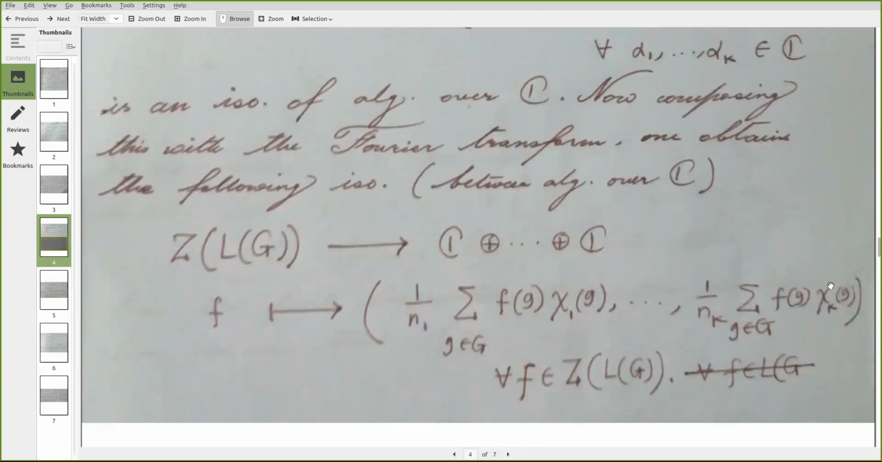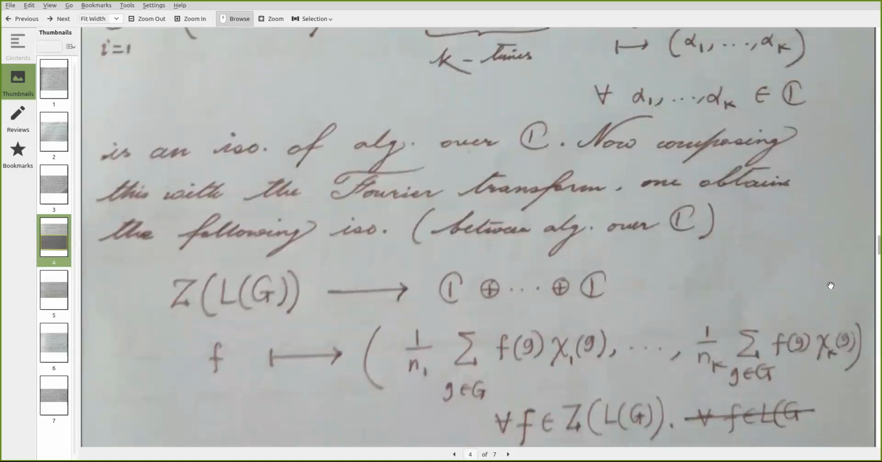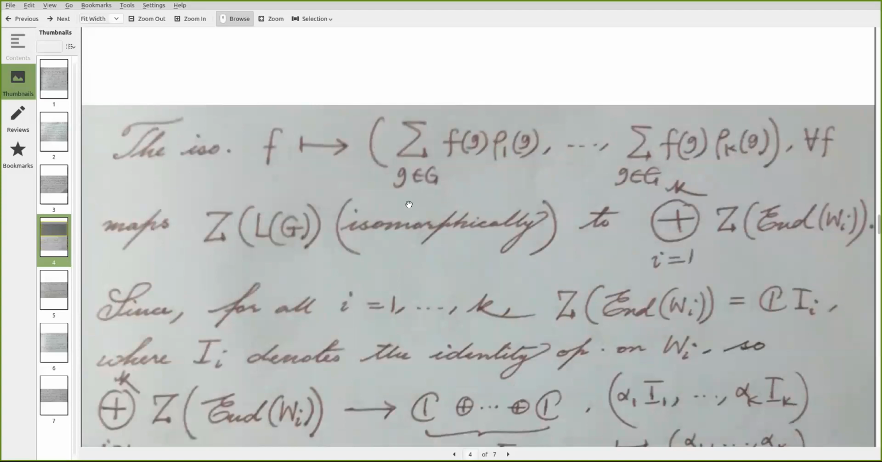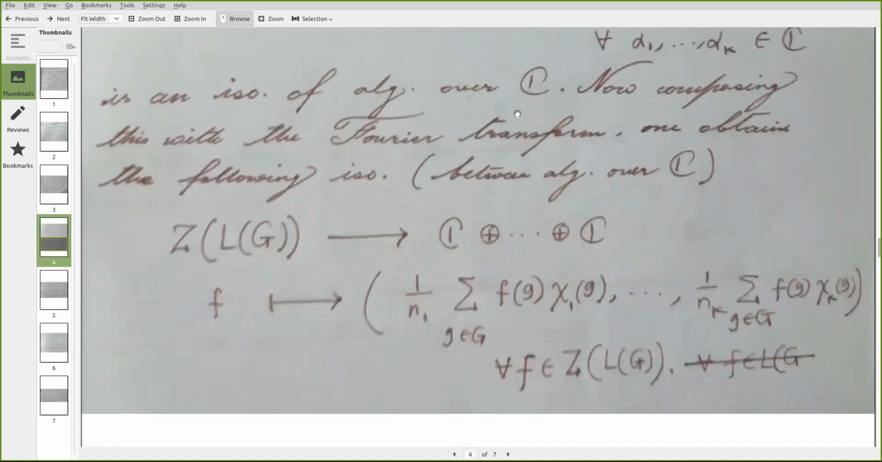In fact, this is not anything new. If you remember, Z of AG is nothing but the set of class functions. We have already seen that if you start with a class function, then for any irreducible representation, this is going to be a G-invariant linear map on the vector space where the irreducible representation is being considered, and then that has to be a scalar multiple of identity by Schur's lemma, and we can compute the scalar.